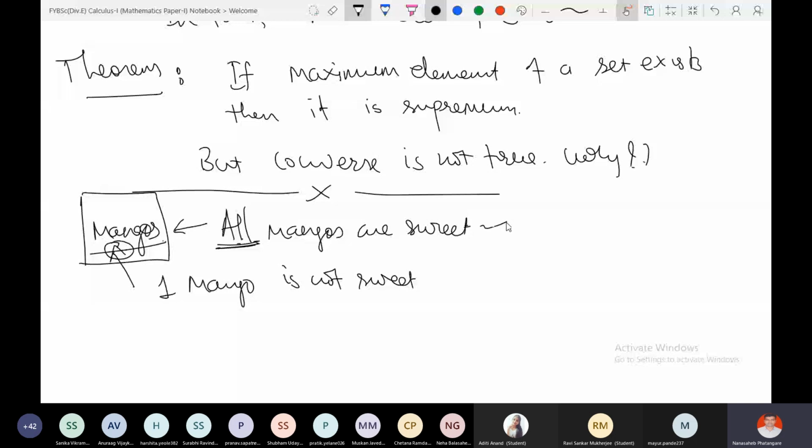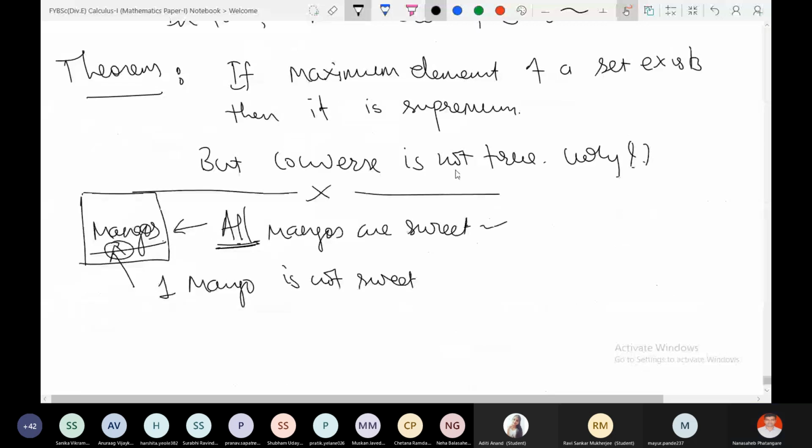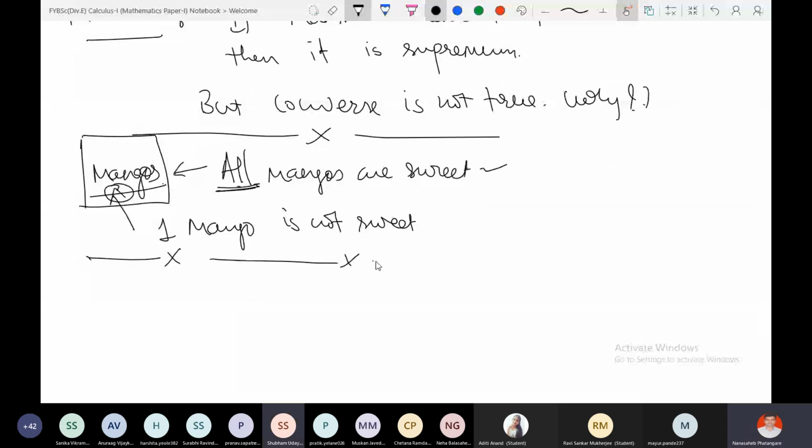So what is the converse statement? If the supremum exists, then the maximum element exists. This will be the converse. And since that statement is false, you can give one counterexample where the supremum exists but the maximum element does not exist. What is the counterexample? The set is the interval (0,1), set C in this case. Its supremum exists but the maximum element does not exist. So the statement is false. The converse is not true. Is this clear? Yes, sir.